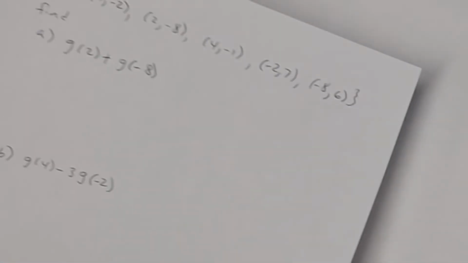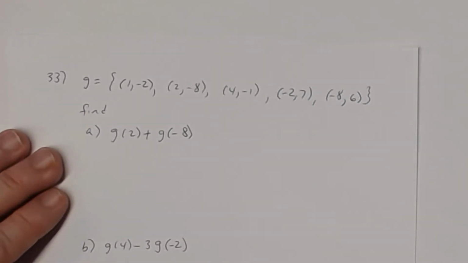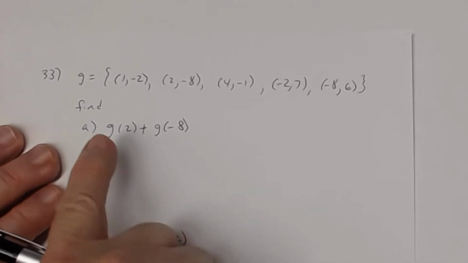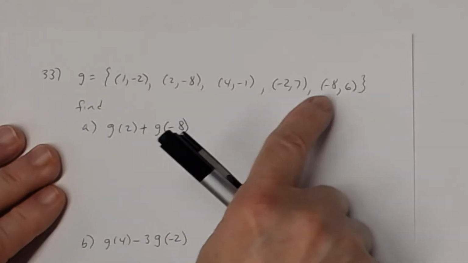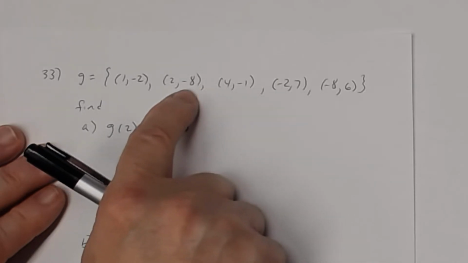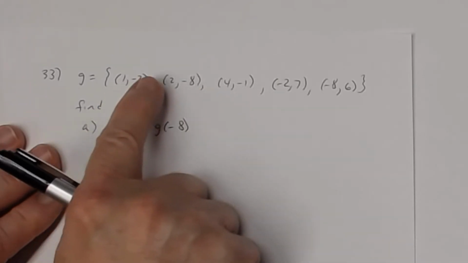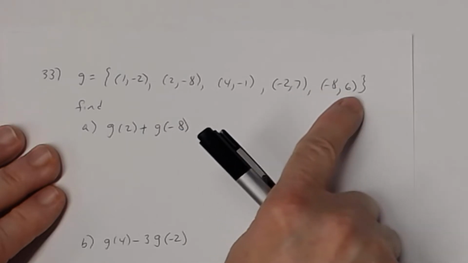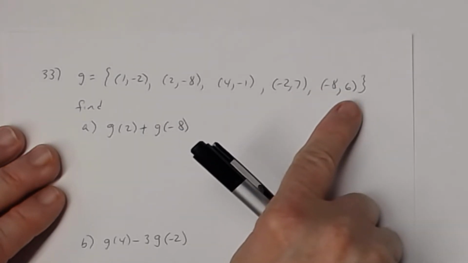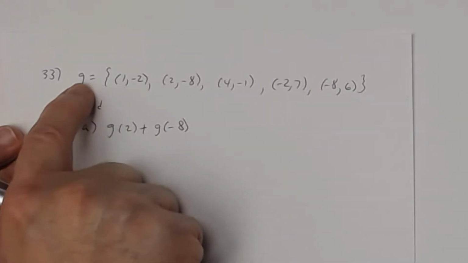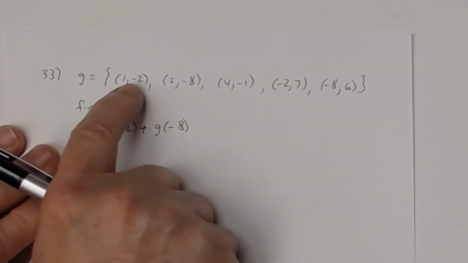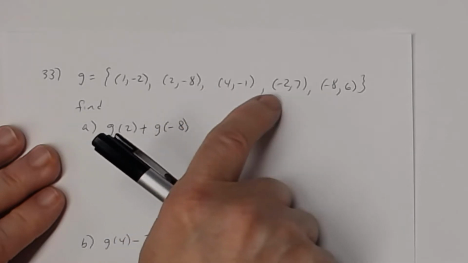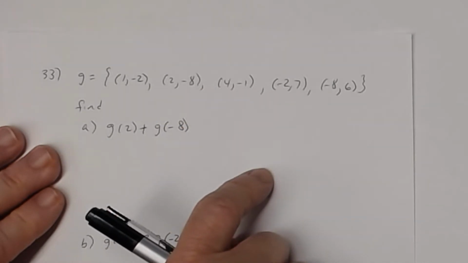Okay, so in 33, you had this kind of problem. You were given a function g that is a relation in which you have a finite set of ordered pairs. So I have one, two, three, four, five sets of ordered pairs, and it is a function because you have function notation. You could even look at this and notice that for each of those x values, there was only one y value. Okay, so that's a function.